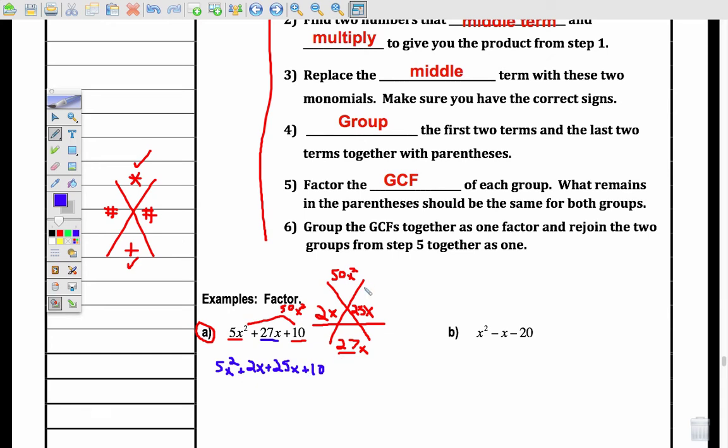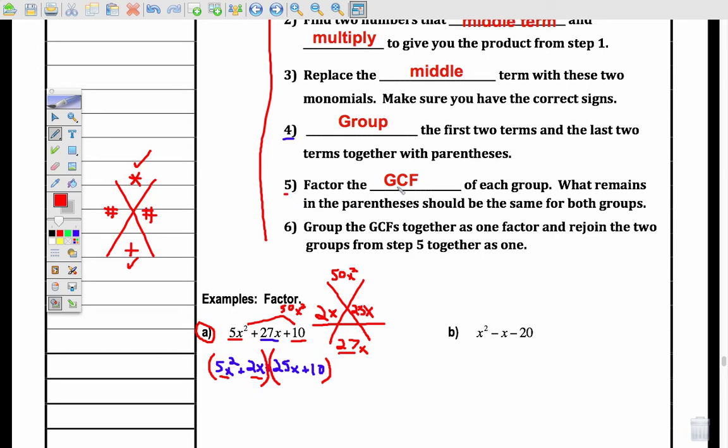All right, now we have a new equation. The next step, and it tells you, so now we're on number 4, group the first two terms and the last two terms. So the first two terms are 5x squared and 2x. So we're going to group those together with parentheses. We're also going to group together the last two terms with parentheses, which is the 25x and 10.